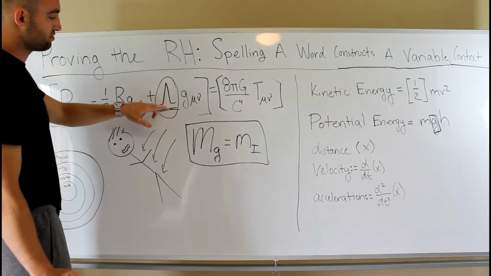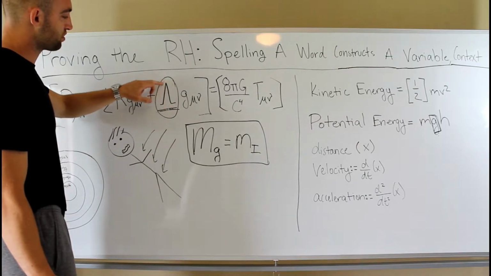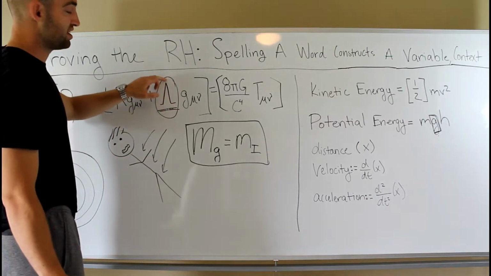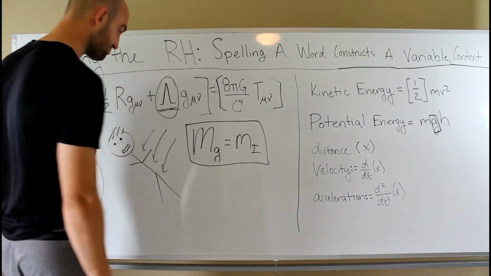So constants don't exist, and this should be viewed as a function. And that's what the dynamic limit is. It's a function, it's a limit.